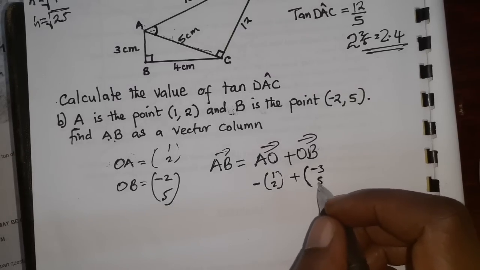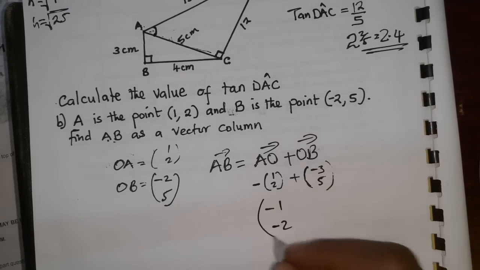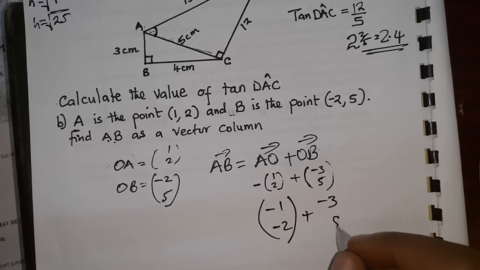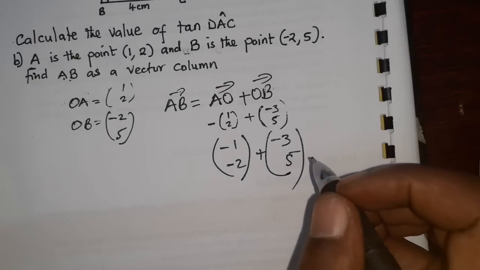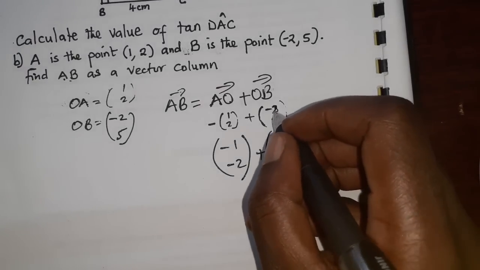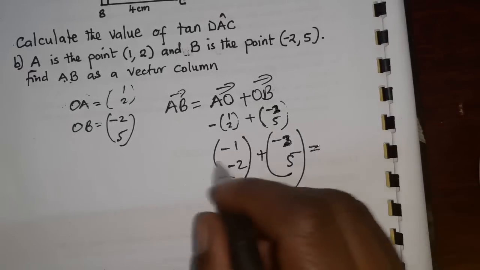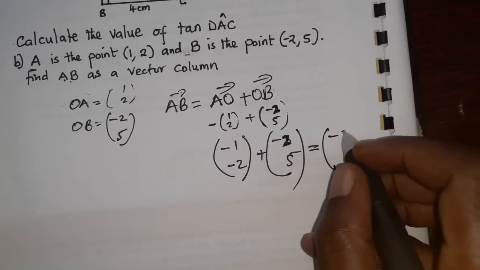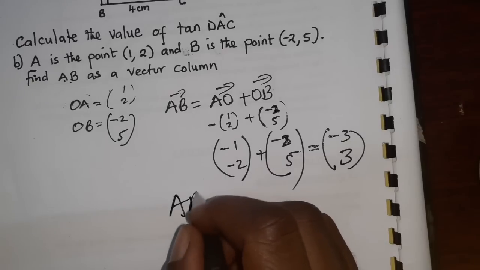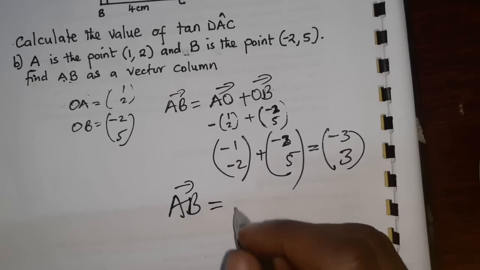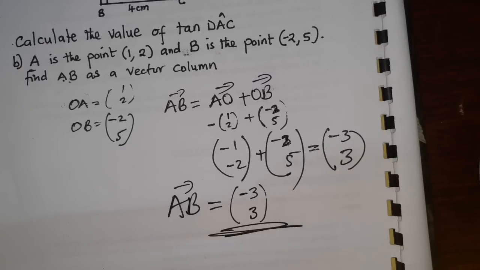-3, 5. So this is the same as we say -1, -2, then -3, 5. Oh, sorry, this is -2, not -3. -2 here. Okay, so when you simplify this now, what do you get? You're going to get -3. Here you will get 3. So AB is equal to (-3, 3). This is what is going to be our answer.